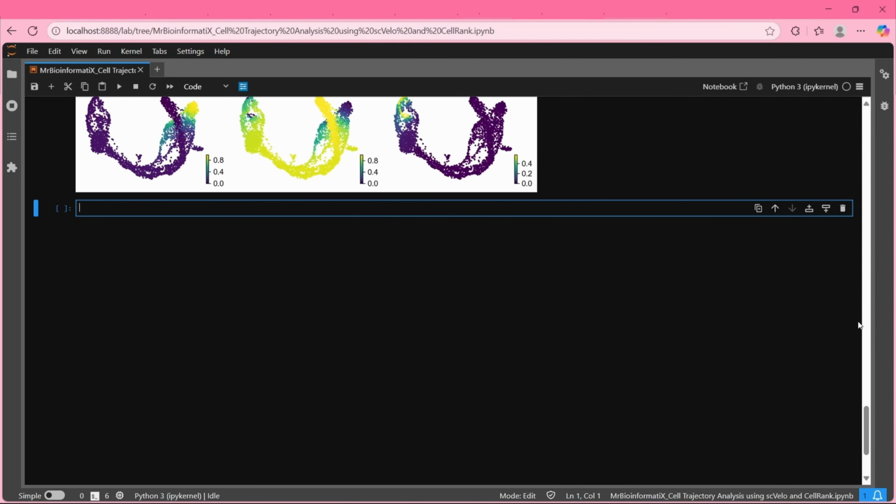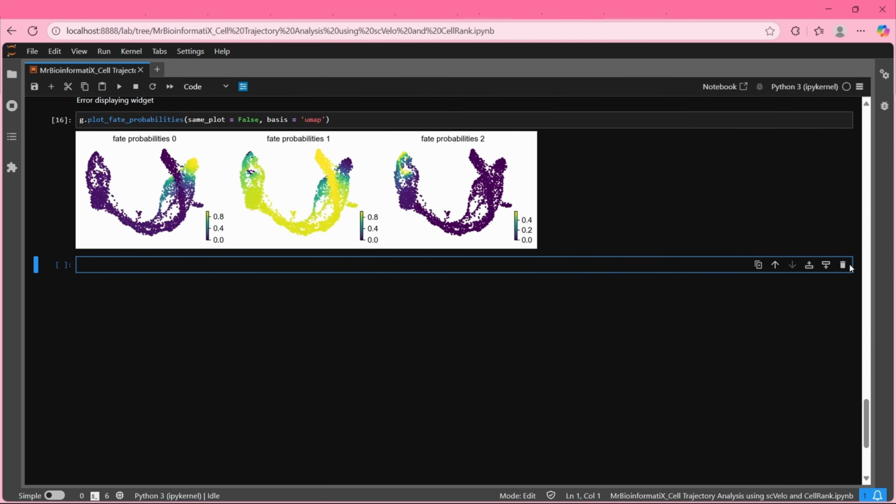And here we have it. As you can see, we have three fates: fate probability for 0, for 1, and for 2. Each cell in the plot has a fate probability. That's the model's confidence that the cell will end up in a particular terminal fate.